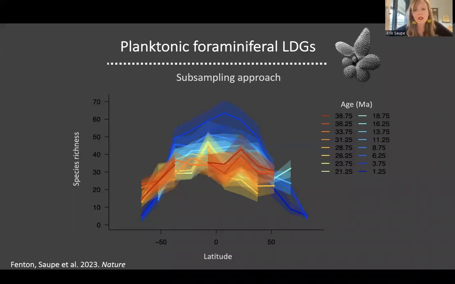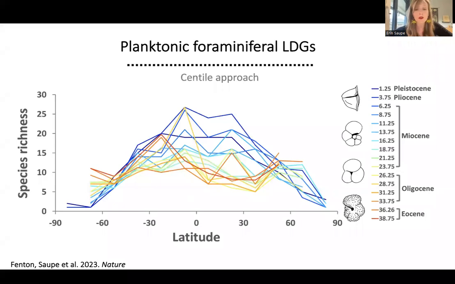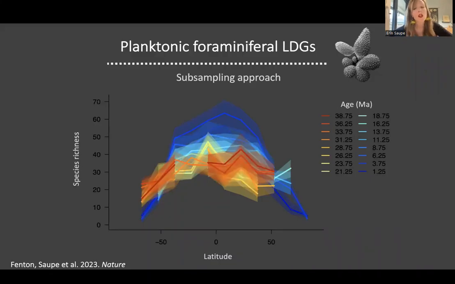This is the same patterns, but showing a subsampling approach. So this was a centile approach, and this is a subsampling approach. And the dark lines here represent the mean of 1,000 iterations, and the shading the 95% confidence intervals. You also might notice the gaps here, and those gaps are for our older time bins where we didn't have sufficient samples to do our subsampling approach. And in this particular case, that was 15 samples for that particular latitude by time bin.